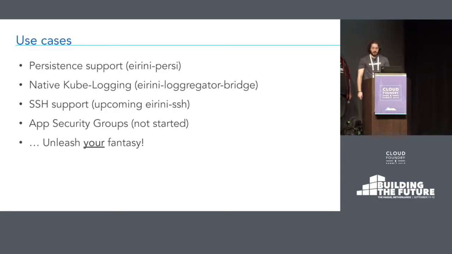So with EiriniX, we played a bit, and we managed to have persistent storage support, native Kubernetes logging, and SSH support, which is upcoming in SCF. We have not started yet with application security groups, but it's in the works. Of course, it's not just about fantasy here, because this is a pattern that we identified that helps us a lot to build extensions. So it's up to you, basically.